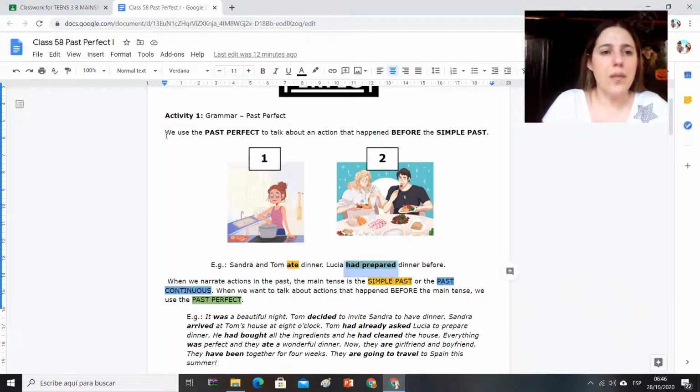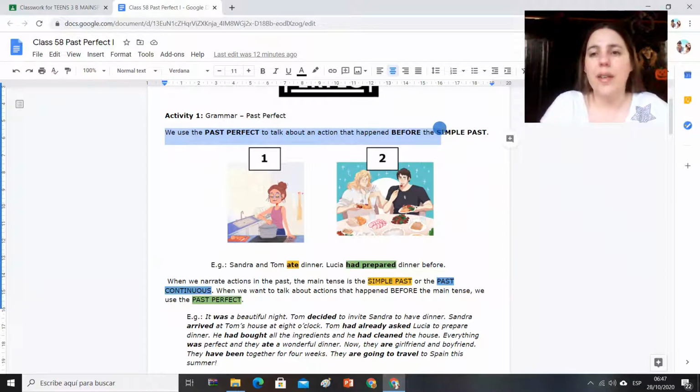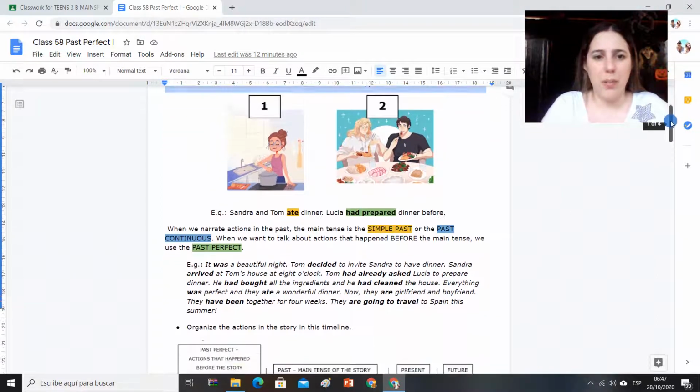Let's read the definition here. We use past perfect to talk about an action that happened before the simple past. Okay, so past perfect is the past of simple past. Es el pasado del simple past.